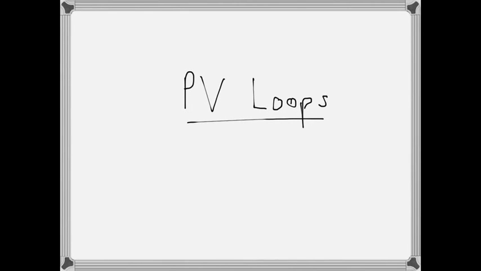In this video, we're going to be talking about some examples for pressure-volume loops. Now, before we begin, there are a couple of rules and thoughts that we should consider. The first is that you should try to look at only the primary change first.